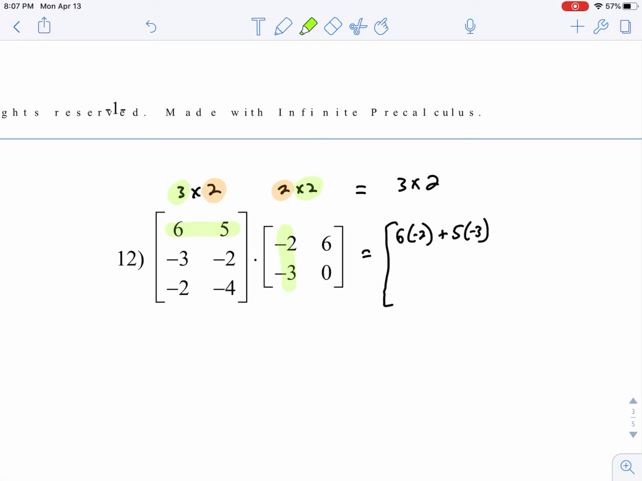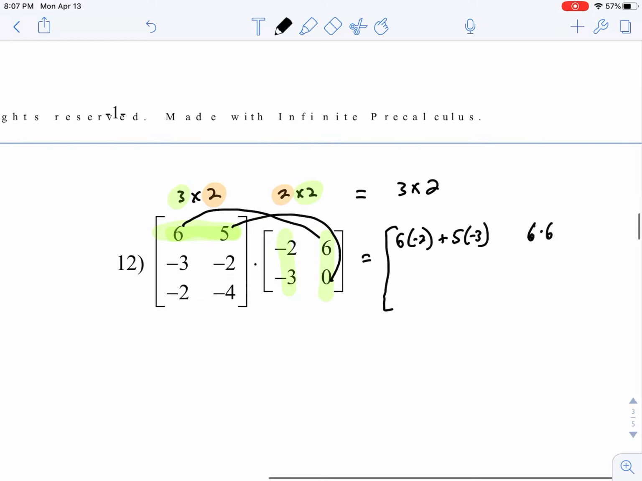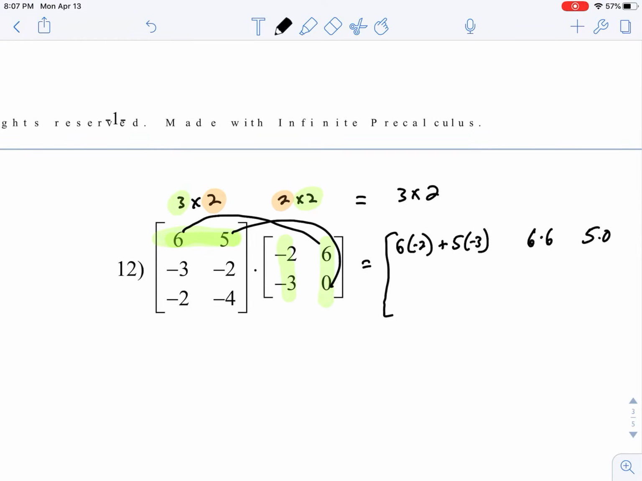Then you do this row again times that column. 6 times 6, 5 times 0, and they get added together. And that's the second number. Now, when we've done the first row by both columns, you're done with the first row. Move on to the second row.